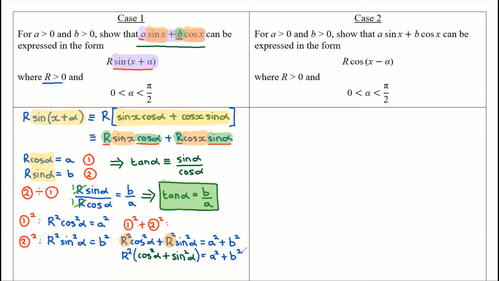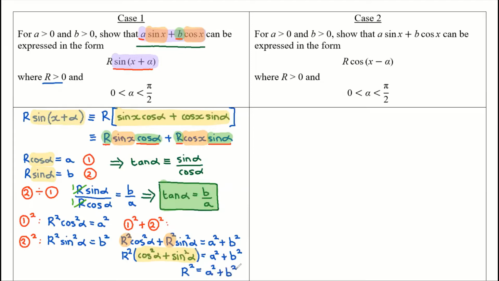Well, all of that, for those of you who know your identities, inside out, back to front, and all the rest, is just 1, irrespective of what alpha is. It's an identity. It's always 1. So we now have a new relationship. We have the relationship that r squared is equal to a squared plus b squared.